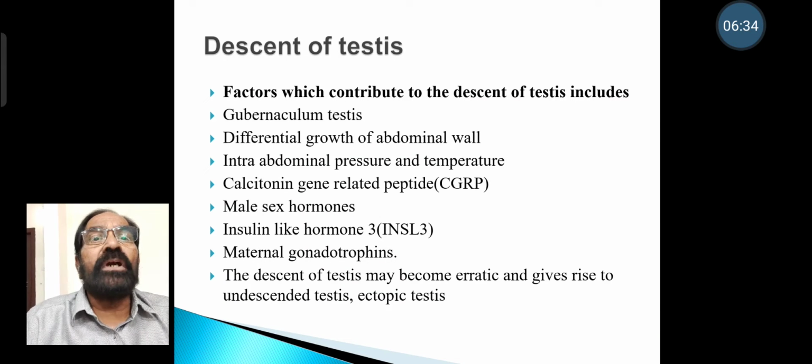The factors which contribute to the descent of testis include gubernaculum testis, differential growth of abdominal wall, intra-abdominal pressure and temperature, calcitonin gene related peptide, male sex hormones, insulin-like hormone 3, maternal gonadotropins. The descent of testis may be erratic and give rise to undescended and ectopic testis.